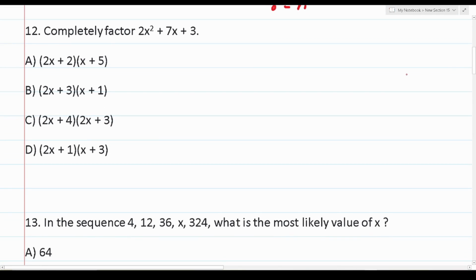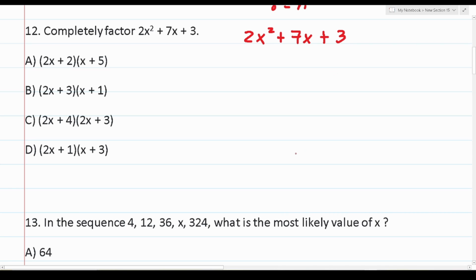All right, number 12 says, completely factor 2x squared plus 7x plus 3. So on the ASVAB, you're going to have to know how to factor different types of quadratic equations. In this case, we have a quadratic equation in which the leading coefficient is not 1. Specifically, it's 2. So we have 2x squared plus 7x plus 3.